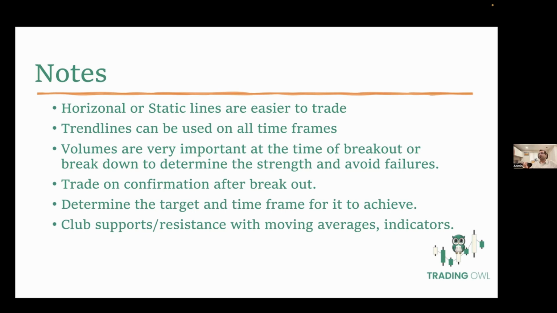Club support, resistance, moving averages and indicators. You want further confirmations. You want to refine your trades. You can use moving averages, Bollinger Bands. You can use your RSIs and others to club it to determine further or refine your breakouts. If there's a breakout, but you feel that the averages are deviated and you want it to retrace before you enter, that is your comfort. You can build up and refine your trades based on that.